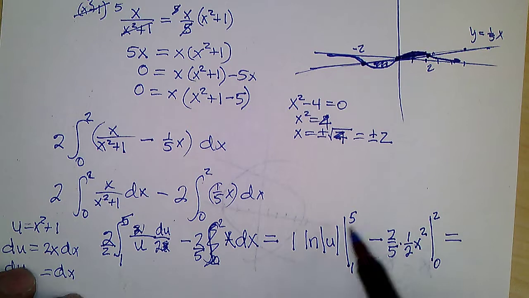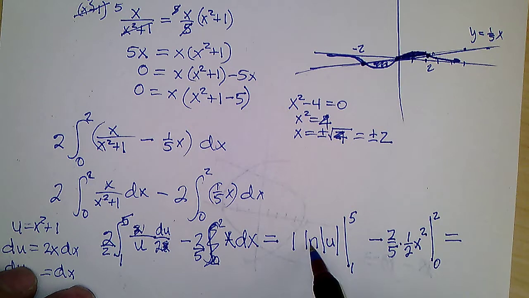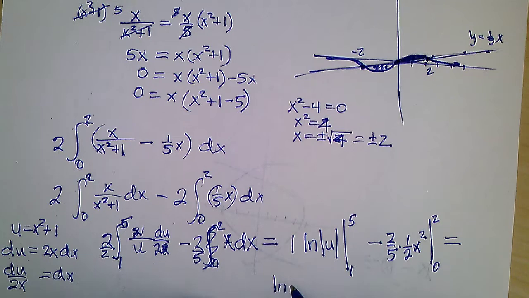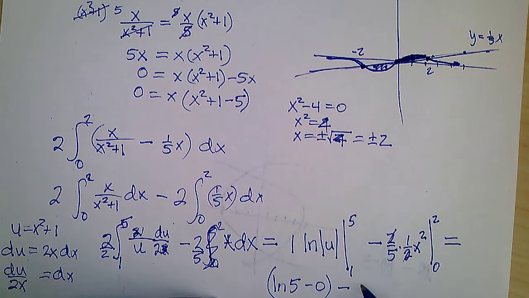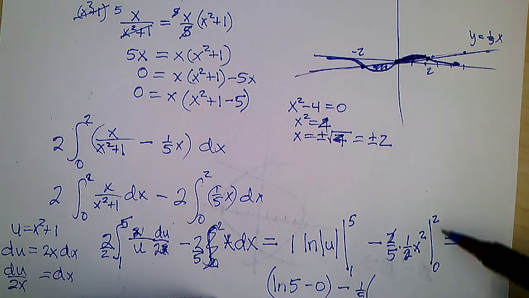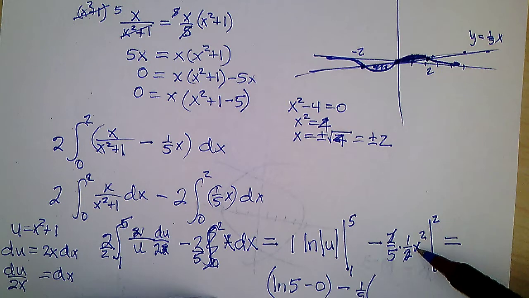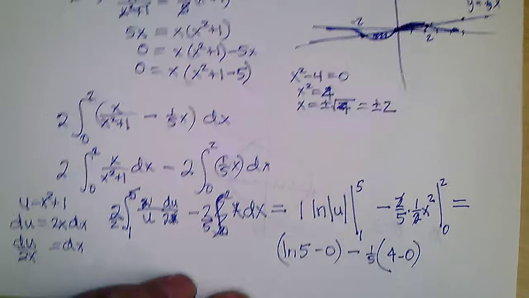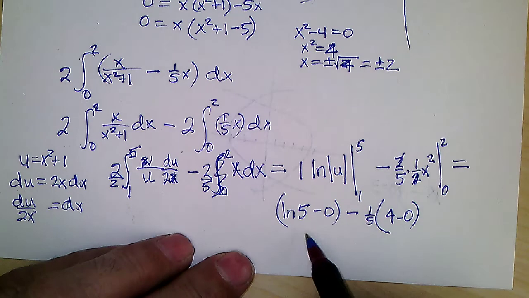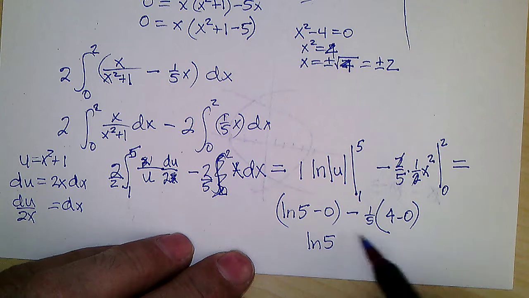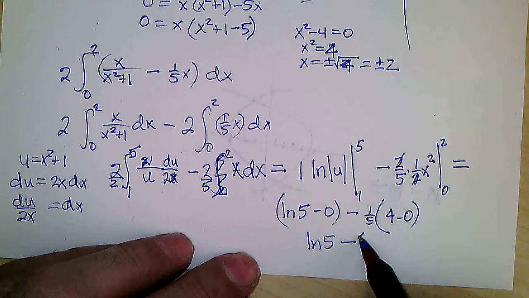And so I get ln 5, absolute value of 5 is 5, minus ln 1, which is 0, minus, the 2's cancel, so I get 1/5 of, put 2 in there and I get 4 minus 0, so it's ln 5 minus 4/5.